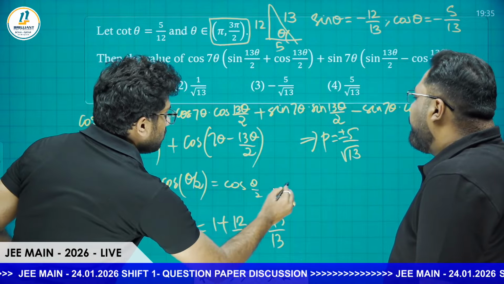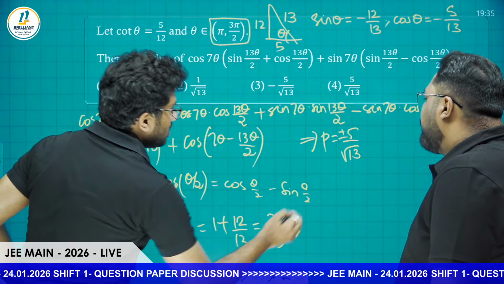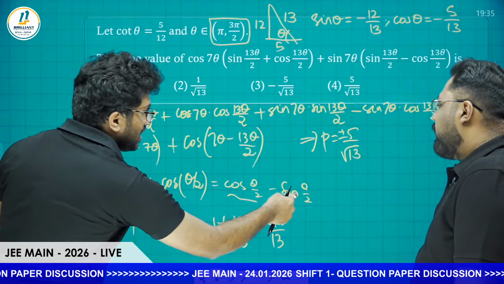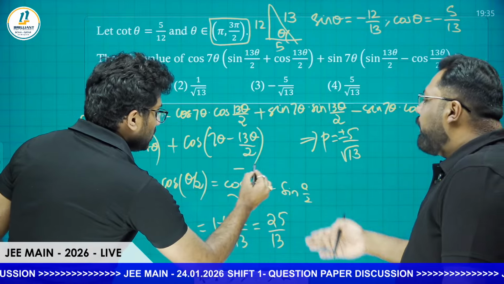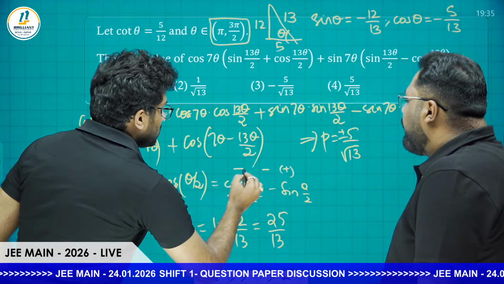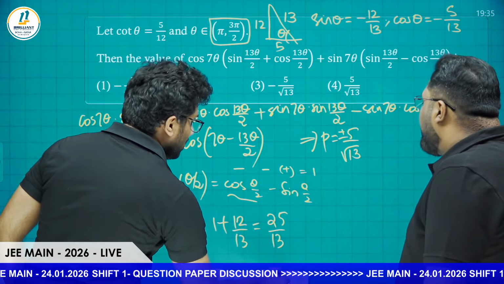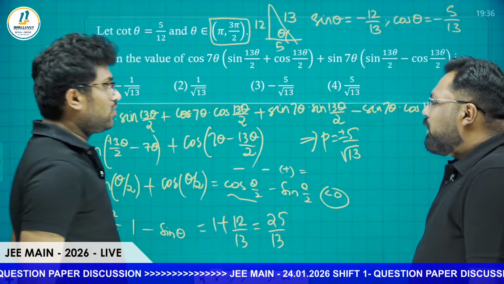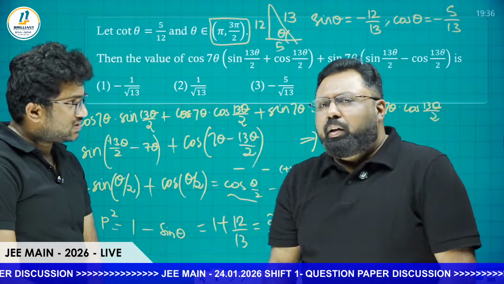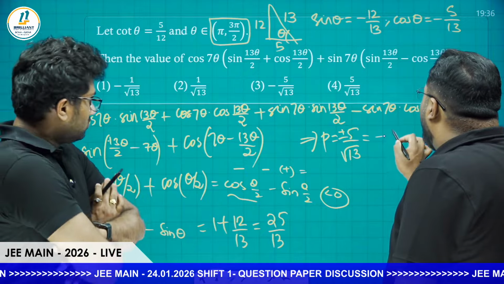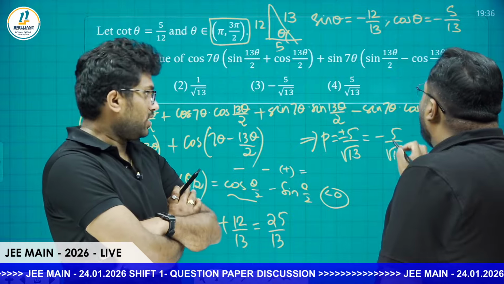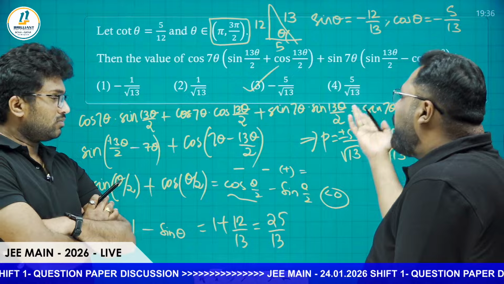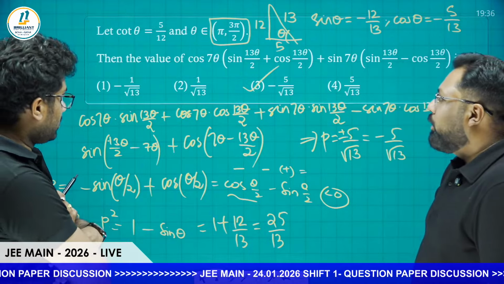Cos theta by 2 minus sin theta by 2: in the second quadrant, cos is negative and sin is positive. So negative minus positive gives negative, which is clearly less than 0. So we will take only the negative value. So minus 5 by root 13. Because both values are available, that is why this confusion comes. If only one value was there, we would have directly got it. Next question.